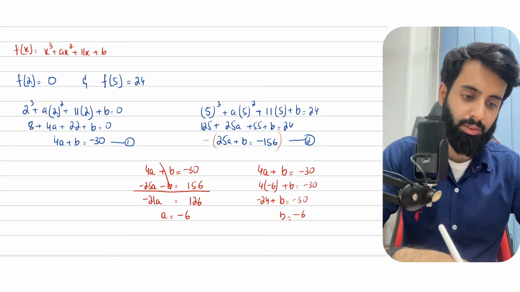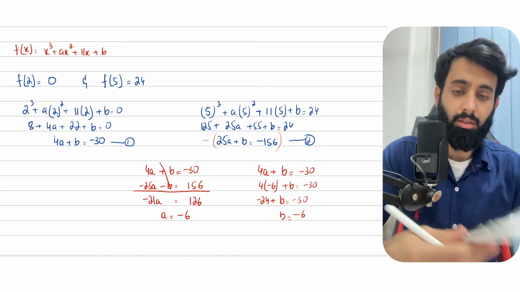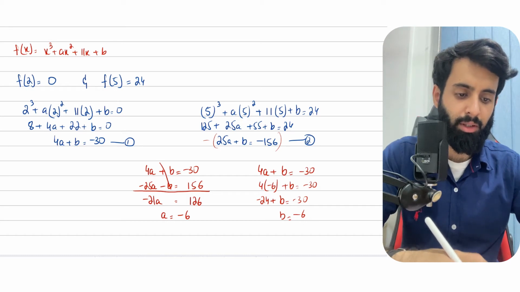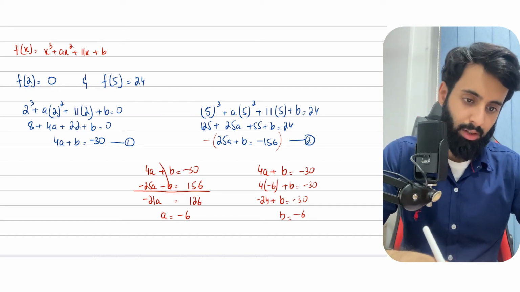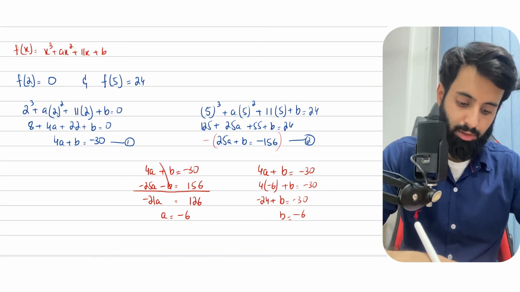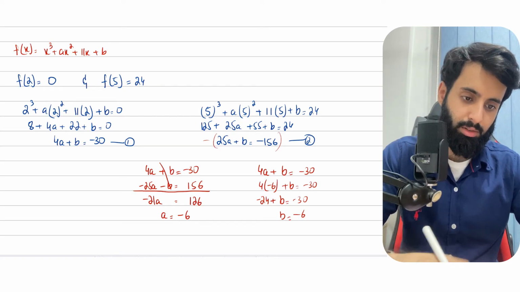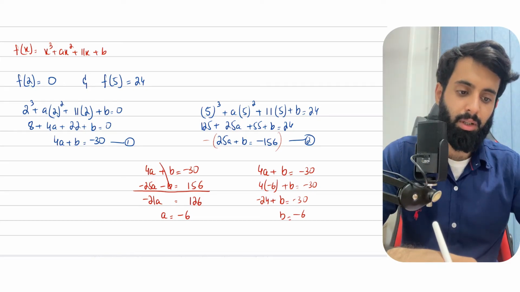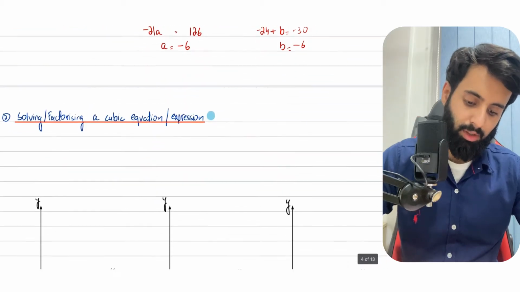Just to be on the safe side, I would suggest that you use the feature in your calculator to check your answer, and that's exactly what I'm doing. I have made a video on this, by the way. You can check it out and make sure that you check your answer. So 4, 1, minus 30, minus 25, minus 1, 156, minus 6 and minus 6. Yep, there you go. That means we've done it correctly.